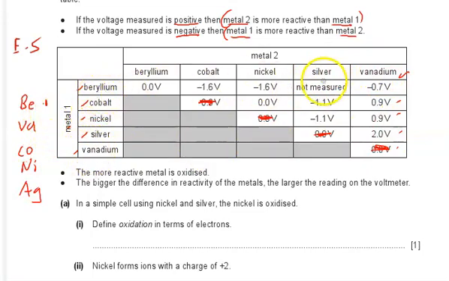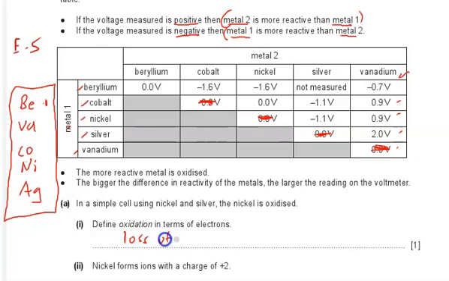Beryllium and silver is not measured. Okay, so this is your possible list of electrochemical series. Okay, define oxidation in terms of electron. So you can say in terms of electron, it is a loss of electron.